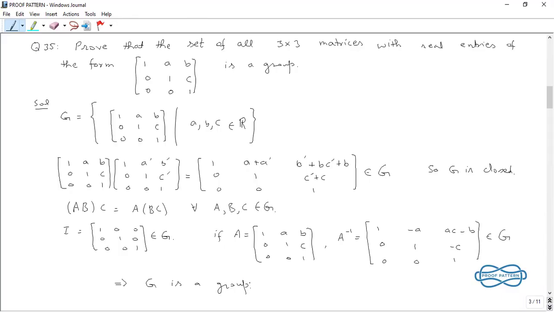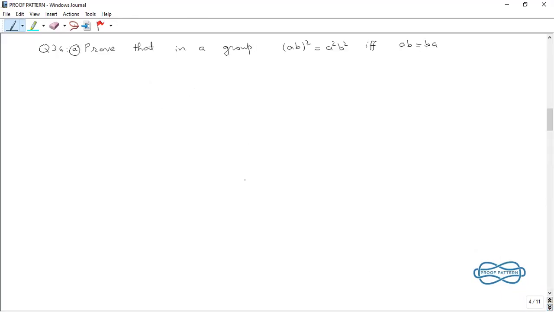Okay. The next question is question 36. Question 36 has two parts. The first part is: prove that in a group G, (AB) whole square is equal to A square B square if and only if AB is equal to BA.